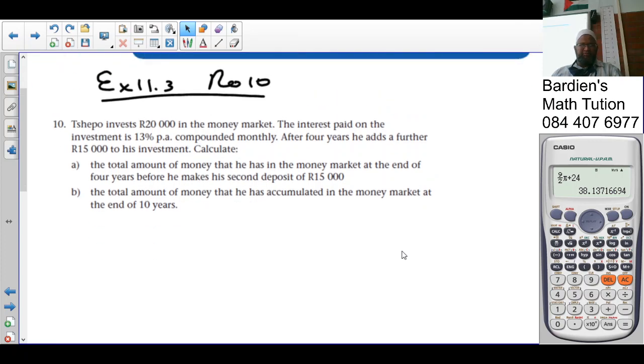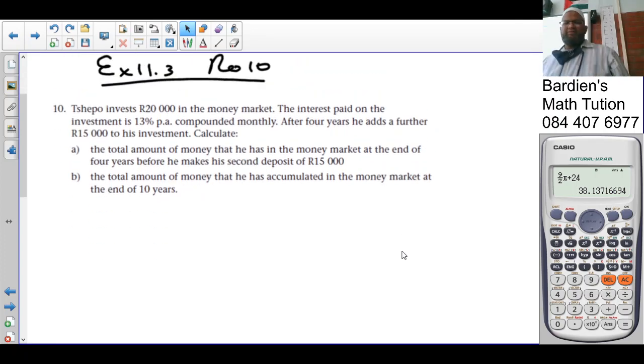In question 11.3, whoops, let's just put the lights off. It's bright. Should be a bit better.